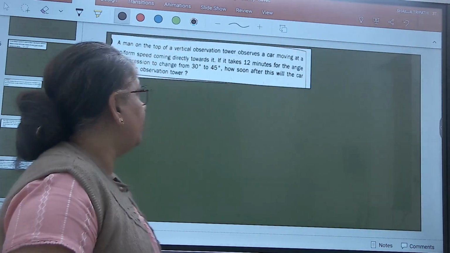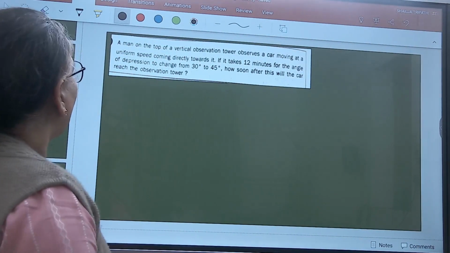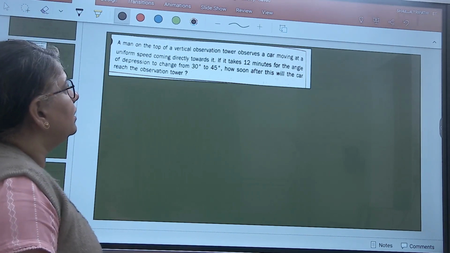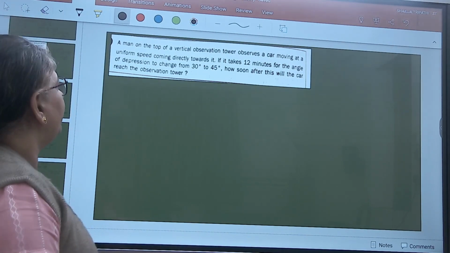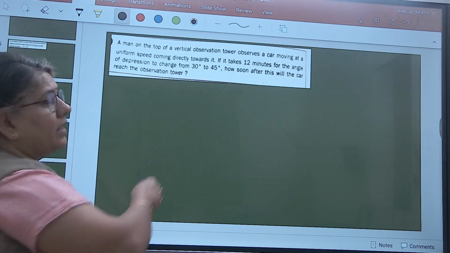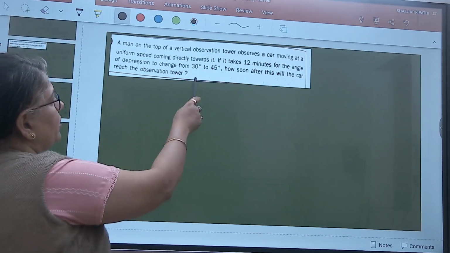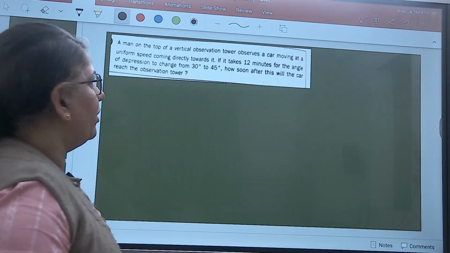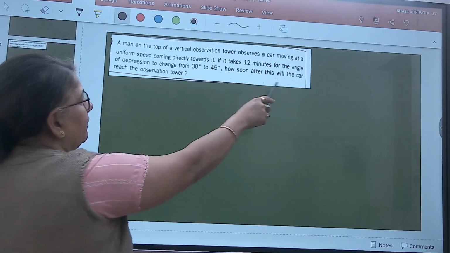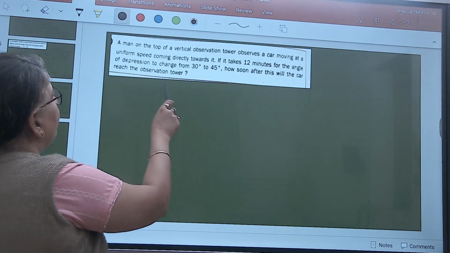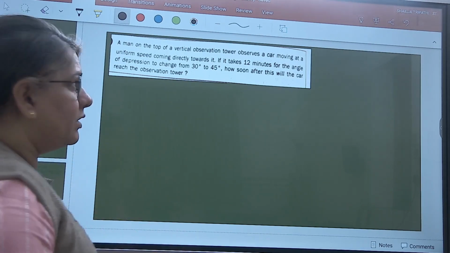Let's see this question. A man on top of a vertical observation tower observes a car moving at a uniform speed coming directly towards it. If it takes 12 minutes for the angle of depression to change from 30 to 45, how soon after this the car will reach the observation tower?